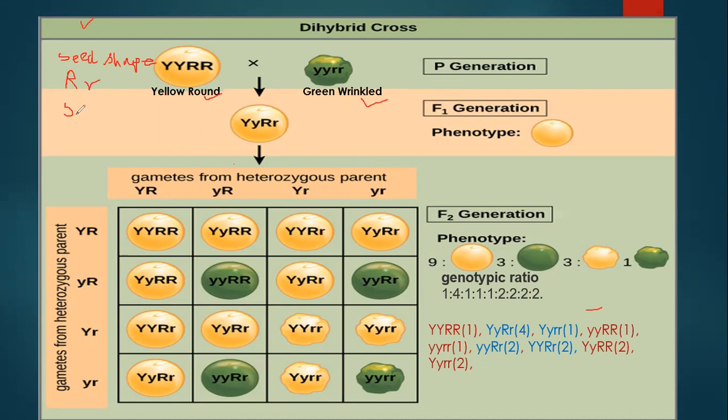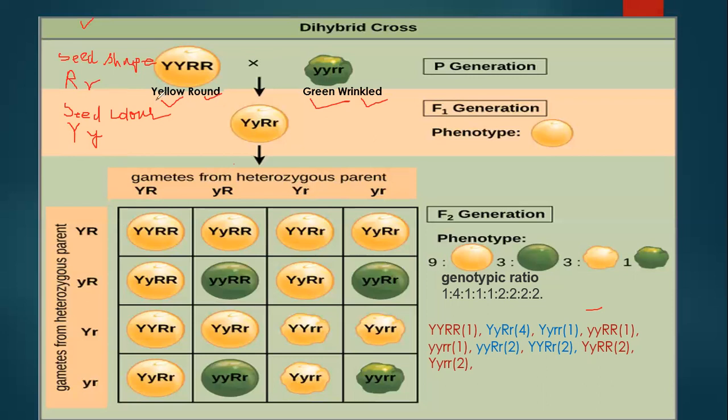Then the second trait which he has taken was seed color. Yellow was a dominant trait, so it is capital Y for yellow, and small y was for green. Green color trait was recessive, so that's why I have written it in small letters. The same way, the experiment was carried out.